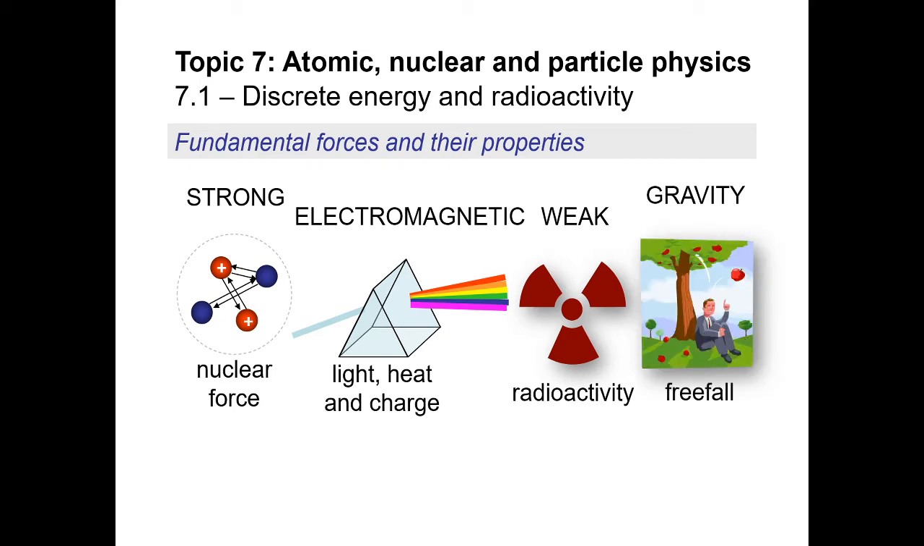Gravitational force you're familiar with. This is what causes objects with mass to be attracted to each other. Okay, so for example, the apple being attracted to the earth and falling to the ground. In order from strongest to weakest, you are looking from left to right in this diagram.